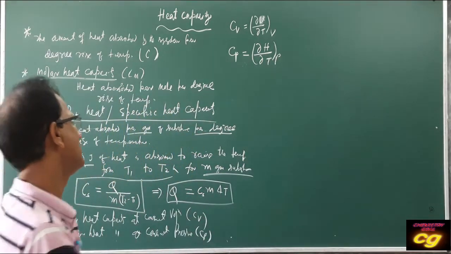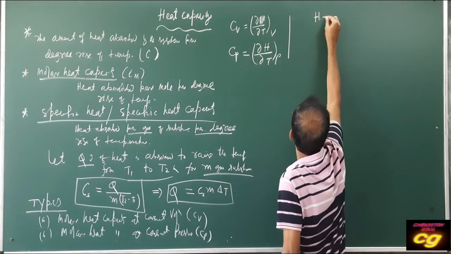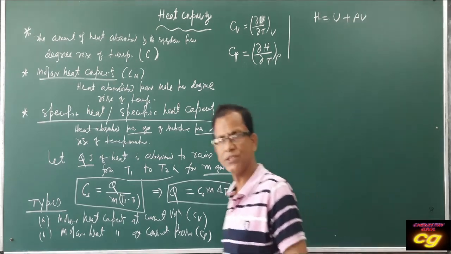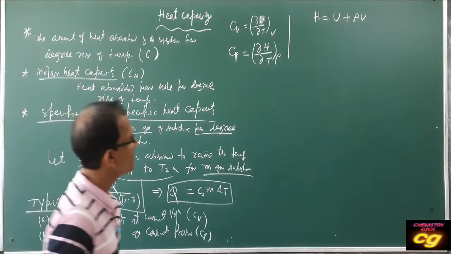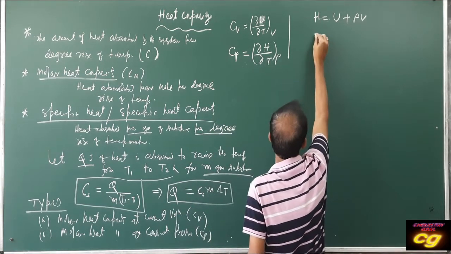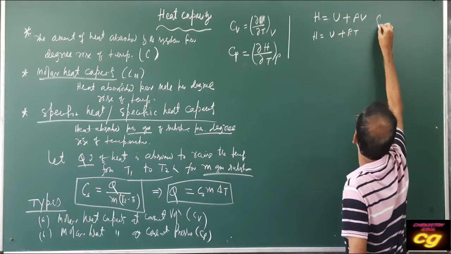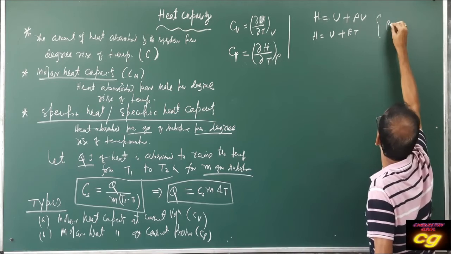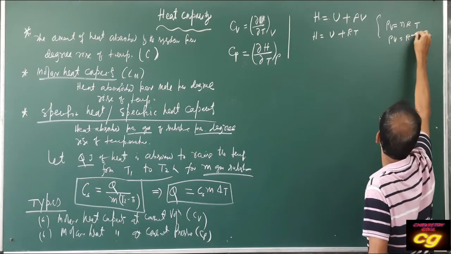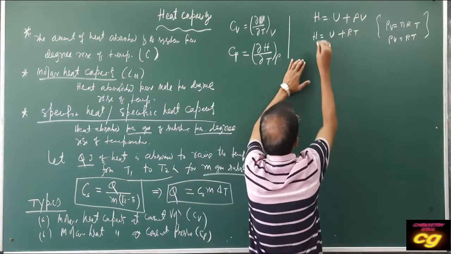But we know one relation, that H is equal to U plus PV. Already we have read H is equal to U plus PV. And for 1 mole of gas, we know PV is equal to RT, since PV is equal to nRT. For 1 mole, PV is equal to RT. This is the relation. So what happens? H is equal to U plus RT.